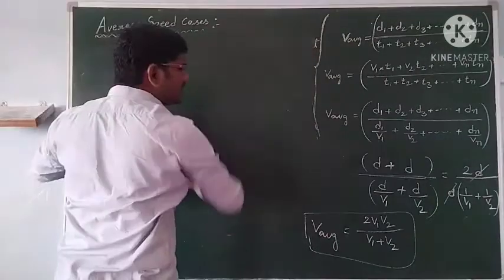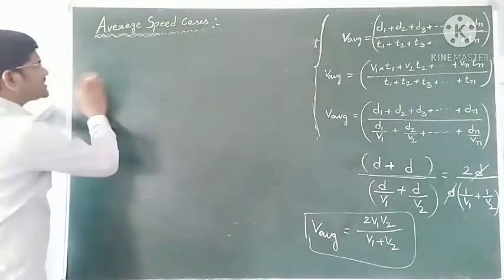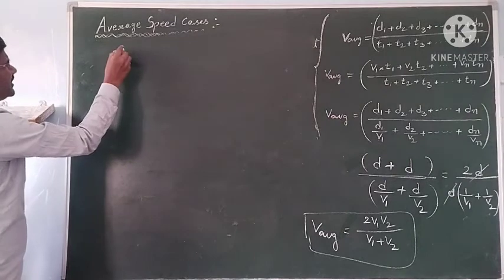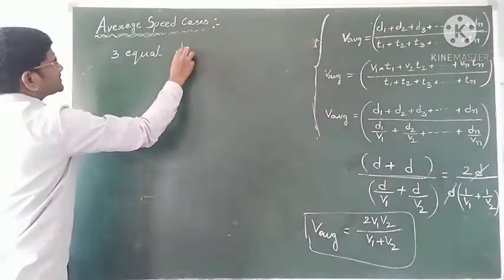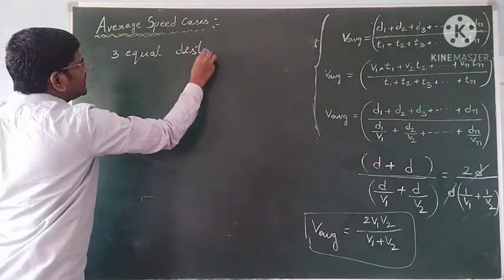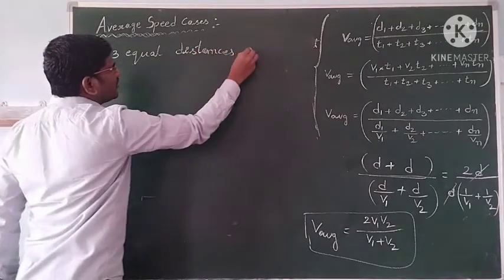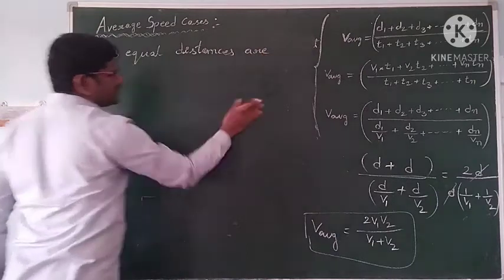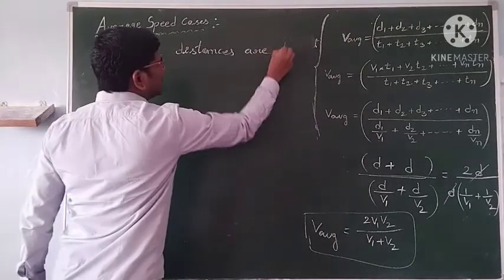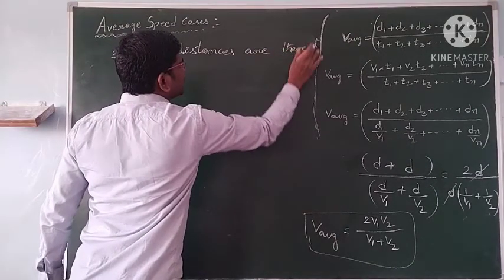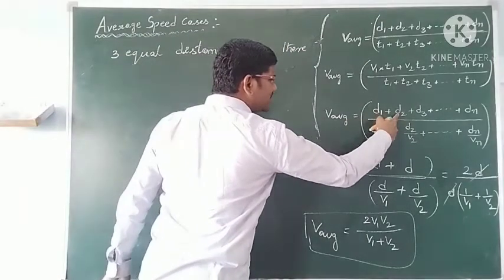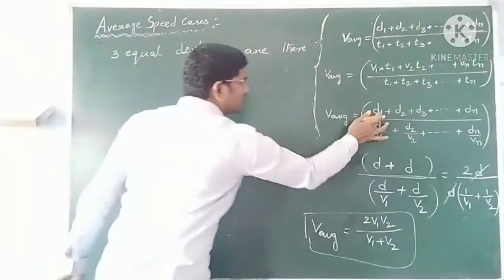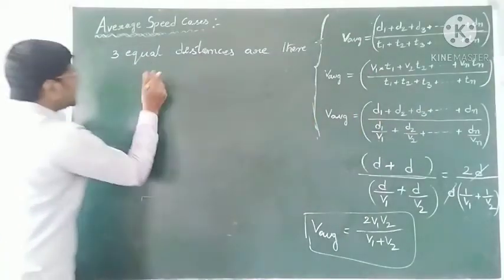And next one, similarly, three equal distances are there. Then d1 is d, d2 is d, d3 also d. So d plus d plus d, you have 3d.